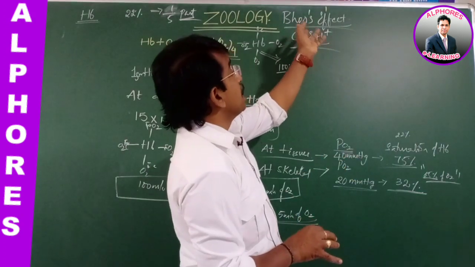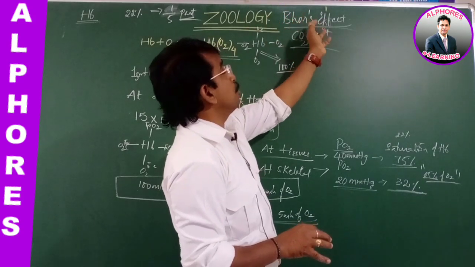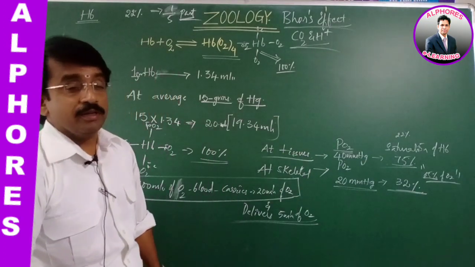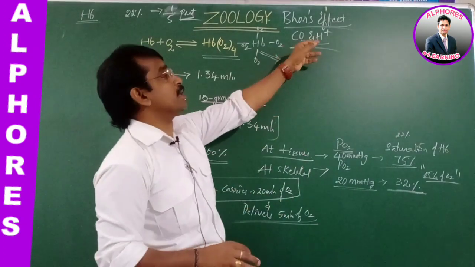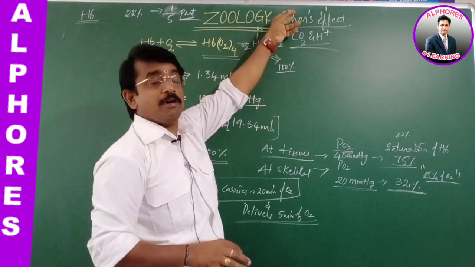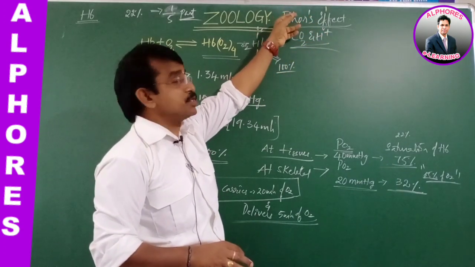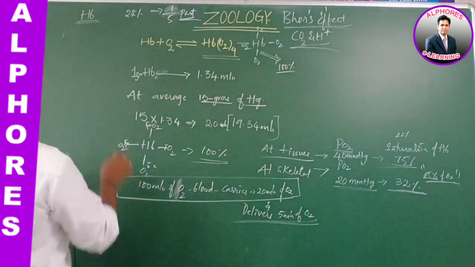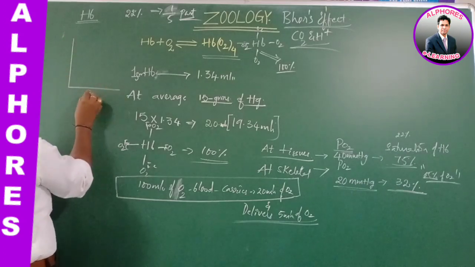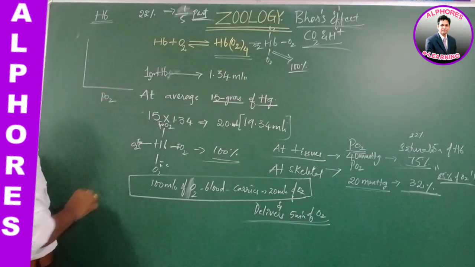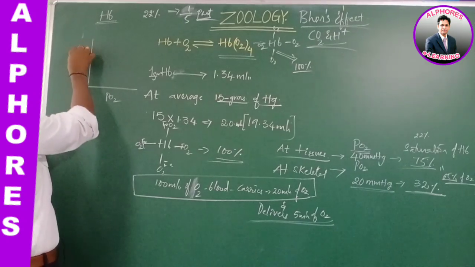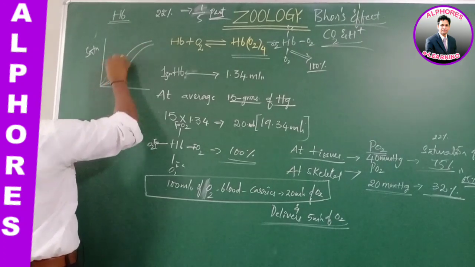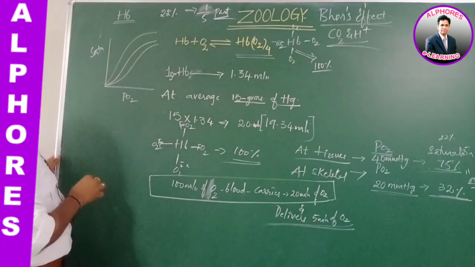So the concentration of CO2 and H plus is what unloads the oxygen from the hemoglobin. So the effect of CO2 and H plus on unloading of oxygen from hemoglobin, or dissociation of oxygen from hemoglobin, can be said to be the Bohr effect. And this we have also seen diagrammatically. One axis plots partial pressure and the other the saturation, as we have seen in the diagram. This is the oxygen dissociation curve.